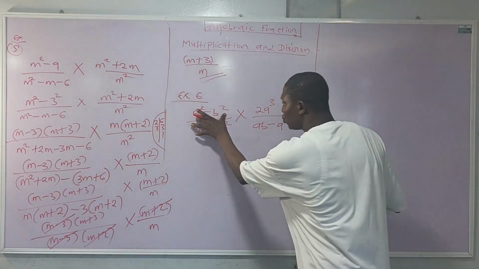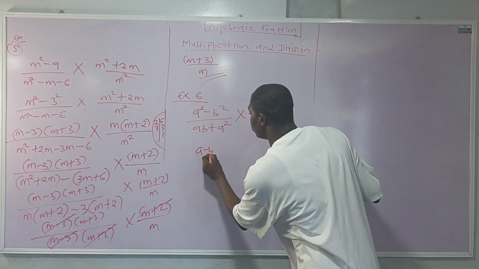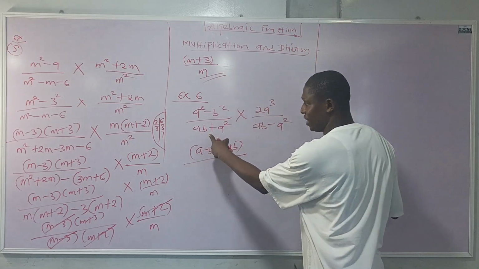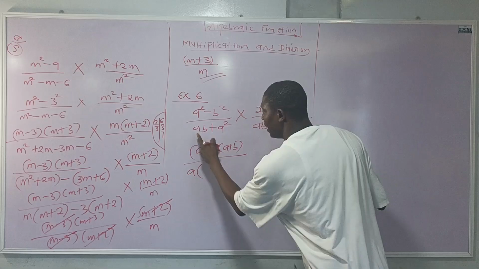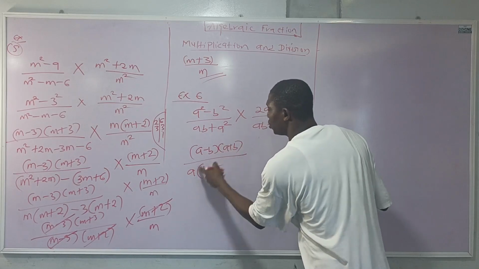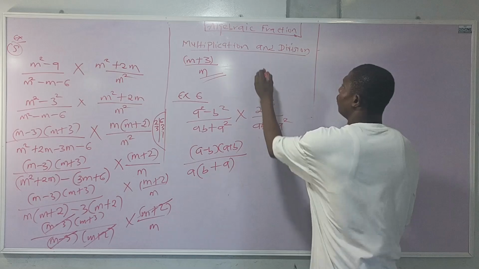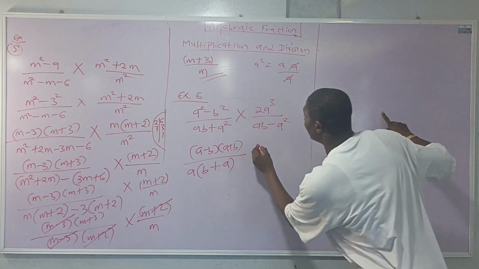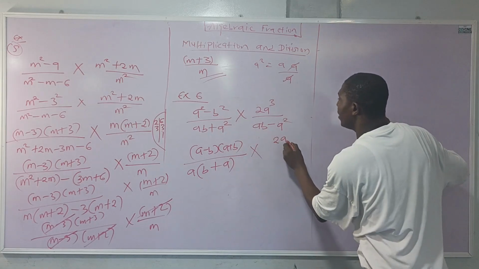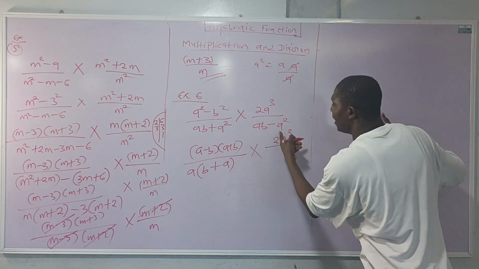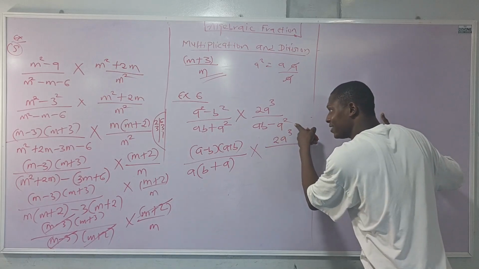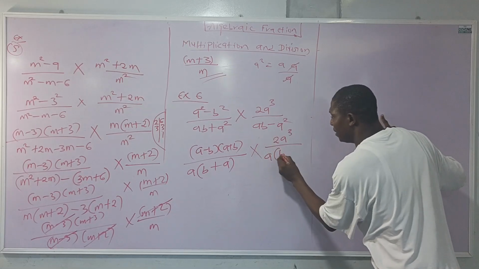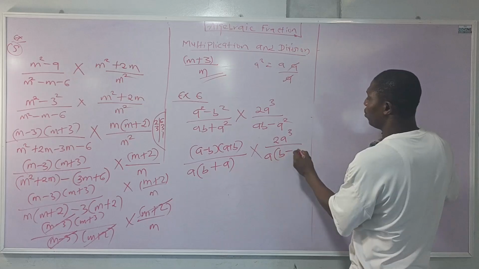The top is a difference of two squares again. This will give me a minus b and a plus b in brackets, all over. A is common here, so I'll simply pick a. ab divided by a gives me b, and a squared divided by a gives me a, because a squared equals a times a. All over a gives me a left. Times, I'll have 2a raised to power 3 all over, a is common here. You don't take the highest power, you take the least, which is a. ab divided by a gives me b, and a squared divided by a gives me a.